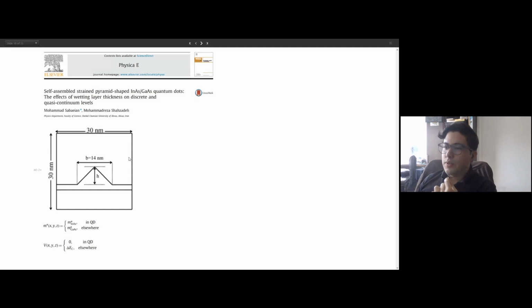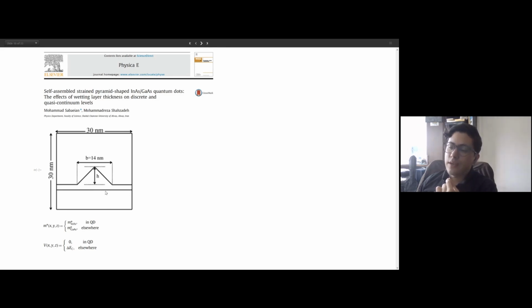So what these persons in this paper did was they considered this geometry, and here are two important things to mention. First is that you can have the potential energy inside the quantum dot be zero, and be a finite potential energy outside it. So basically you have the one electron, for example, confined here.